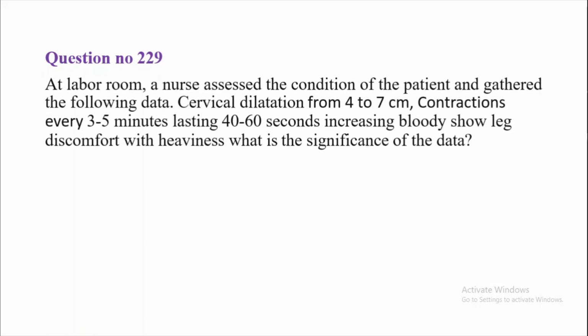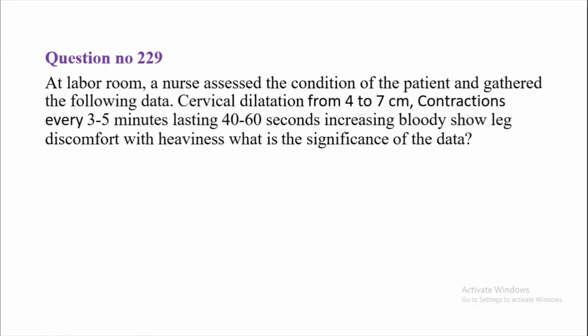Question number 229. At the labor room, a nurse assesses the condition of the patient and gathers the following data. Cervical dilatation from 4 to 7 centimeters. Contraction every 3 to 5 minutes, lasting 40 to 60 seconds. Increasing bloody show, leg discomfort with heaviness. What is the significance of the data?